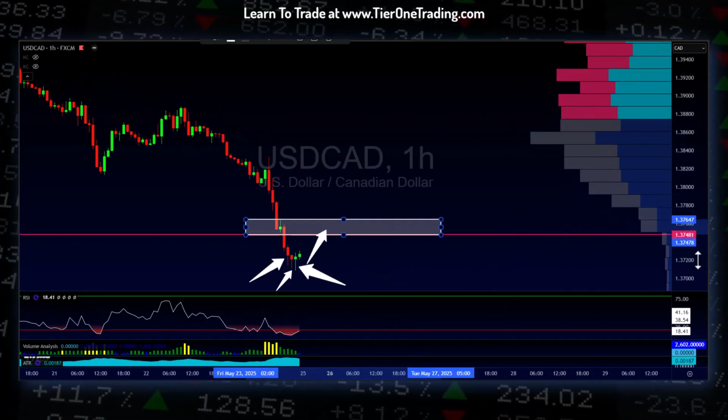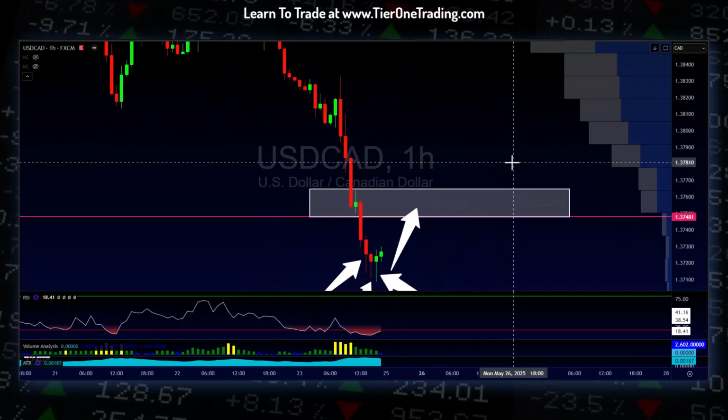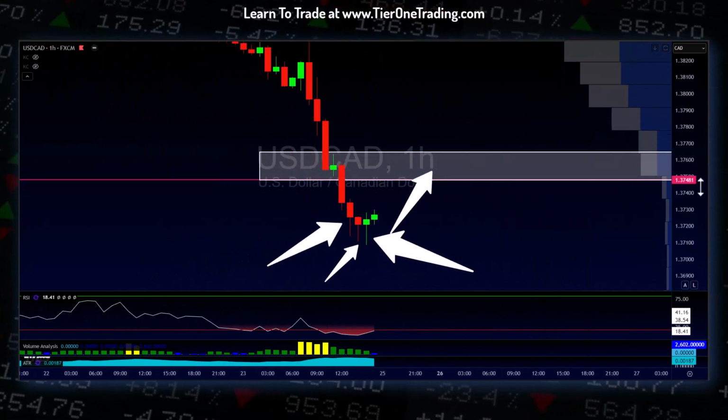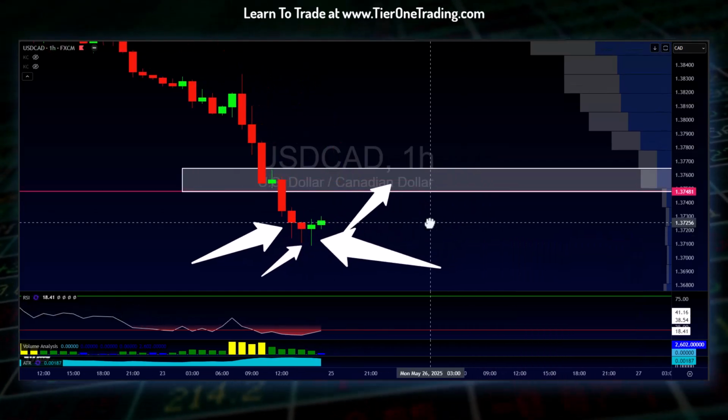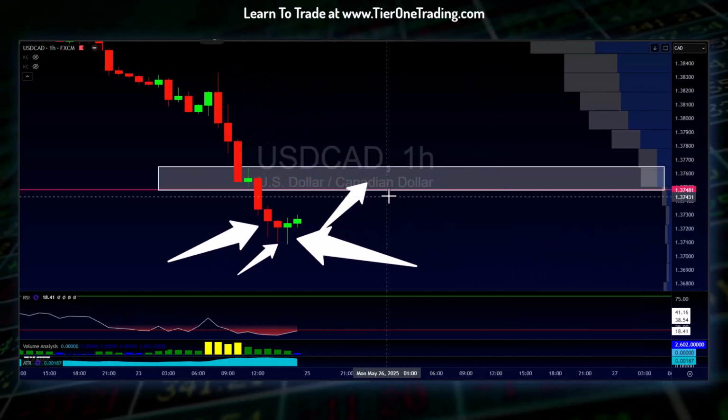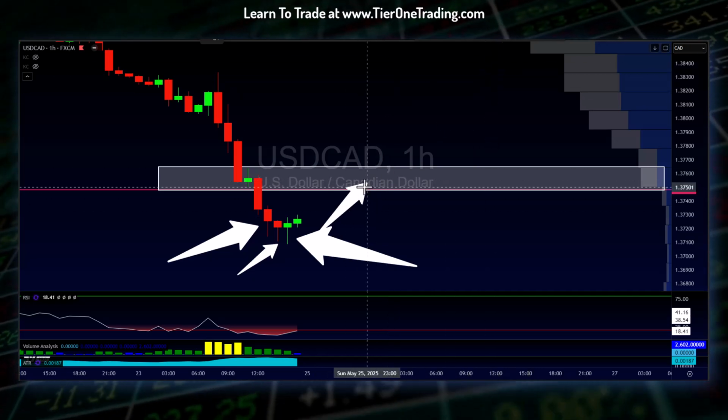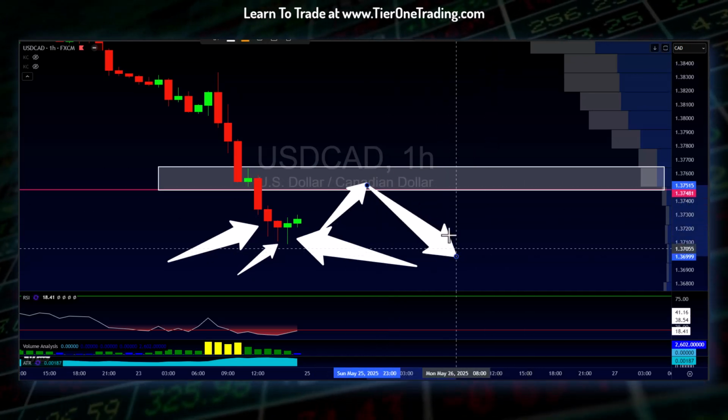I'll zoom in so you guys can see this a little bit better. Trying to get better with zooming in, right? I'm used to seeing things from far out, but zooming in makes for better television. This level right here would be a good first level to look for that retracement to terminate and look to catch the move down.